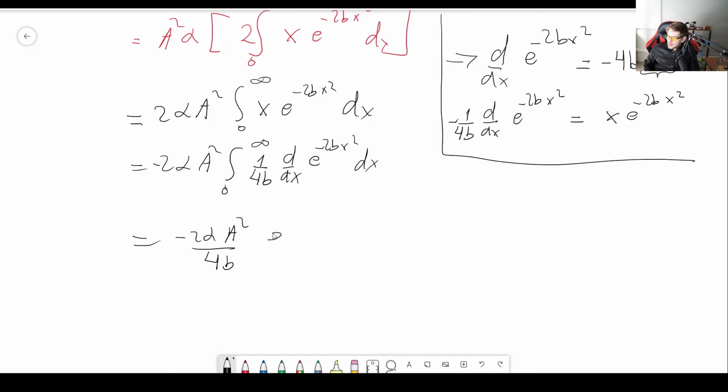This is going to be e to the minus 2bx squared evaluated between 0 and infinity. So at infinity, this is going to go to e to the minus an extremely large number, so that's going to be 0. And at 0, it's going to be e to the 0, which is 1. So we're going to get minus, maybe I'm going to just do it explicitly.